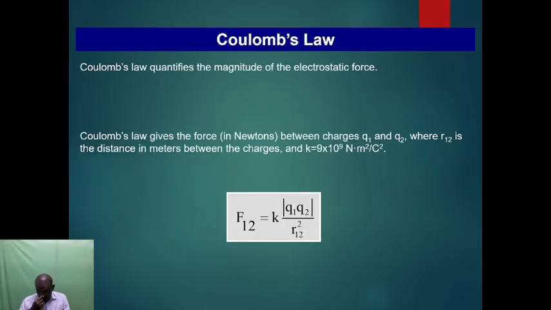Coulomb's law. The statement of Coulomb's law is: for any two charges, the force between them, which may be attractive or repulsive, is equal to the constant K into Q1 Q2, the product of the two charges, divided by R12 square, the square of the distance between the two charges. Simply, the force between any two charges is directly proportional to the product of the two charges and inversely proportional to the square of the distance between them. The constant K is 9 into 10 power 9 newton meter square per coulomb square.